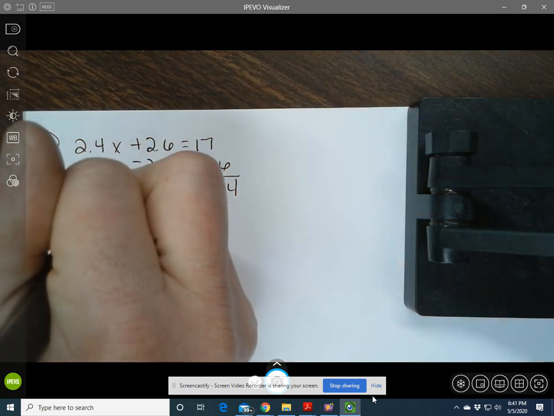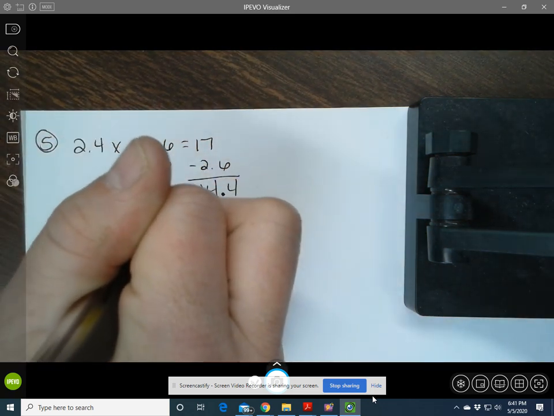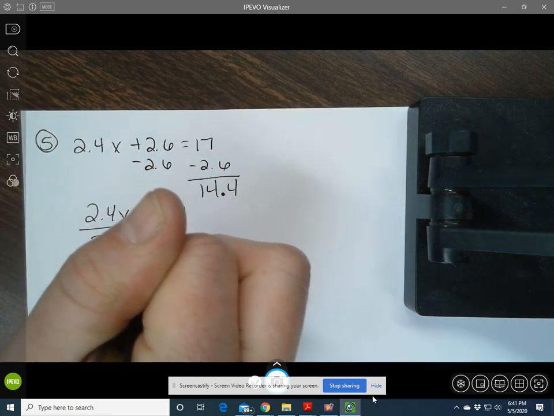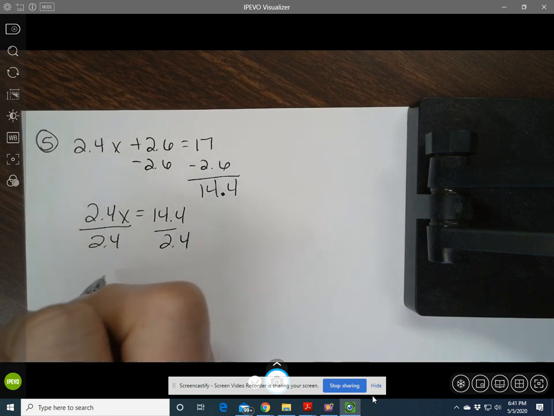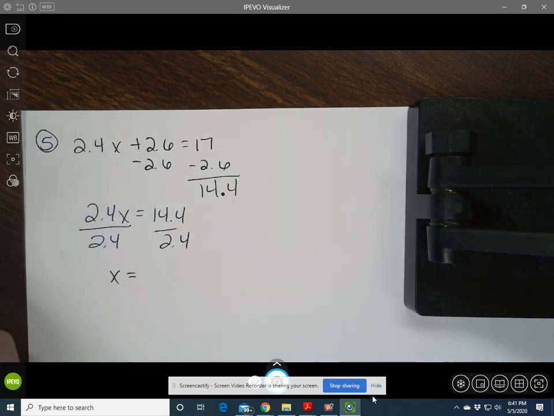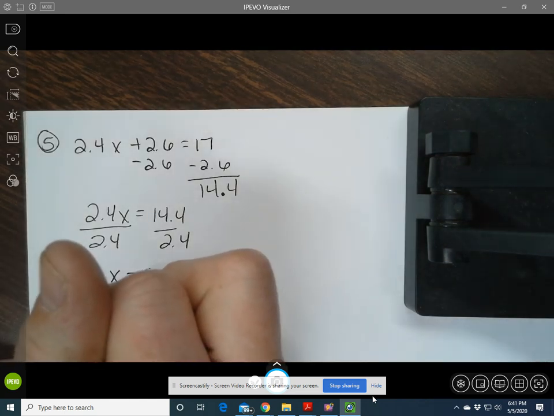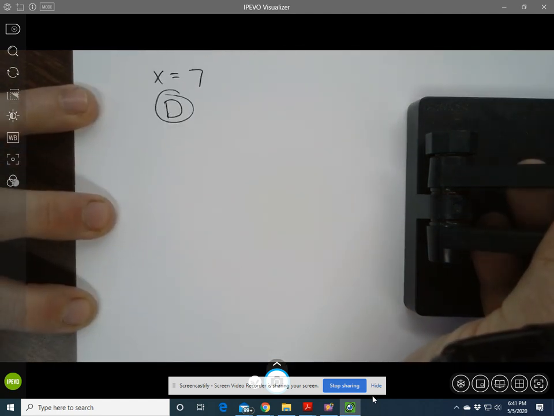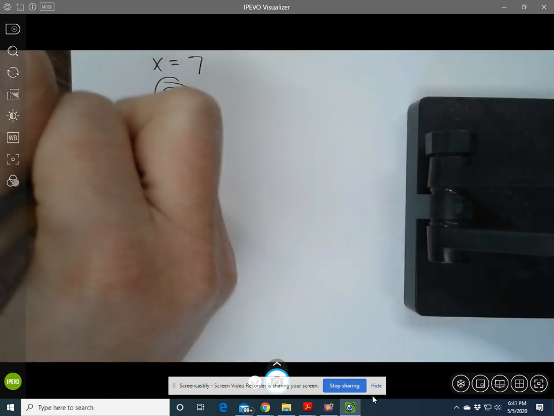So it leaves you with 2.4x equals 14.4. Divide by 2.4. Divide by 2.4. That means x is equal to, should be about 7. Is that right? Yes, it is 7. And that answer is D.